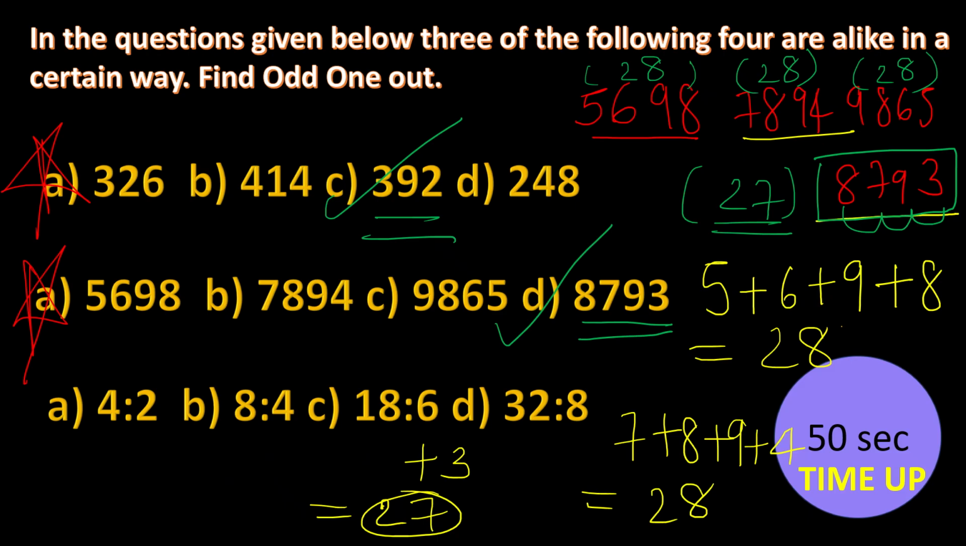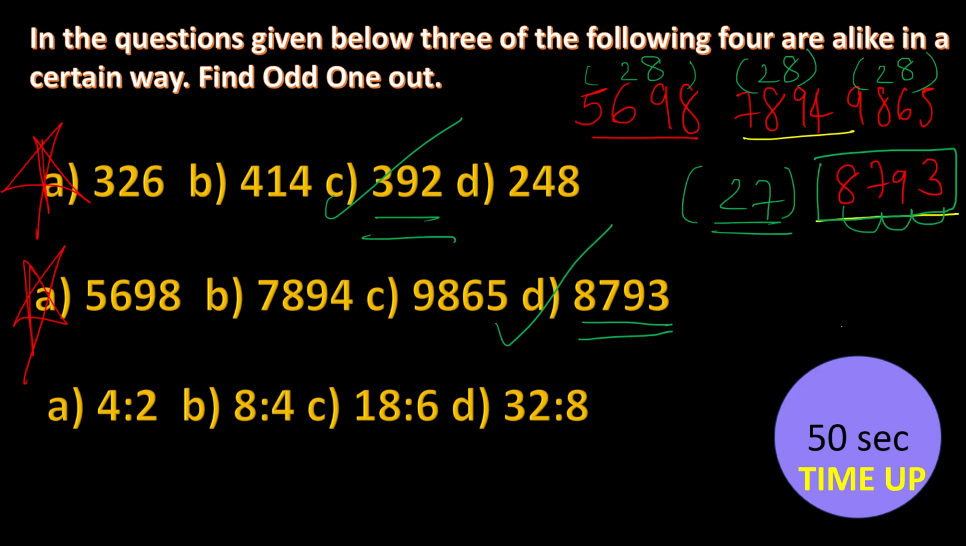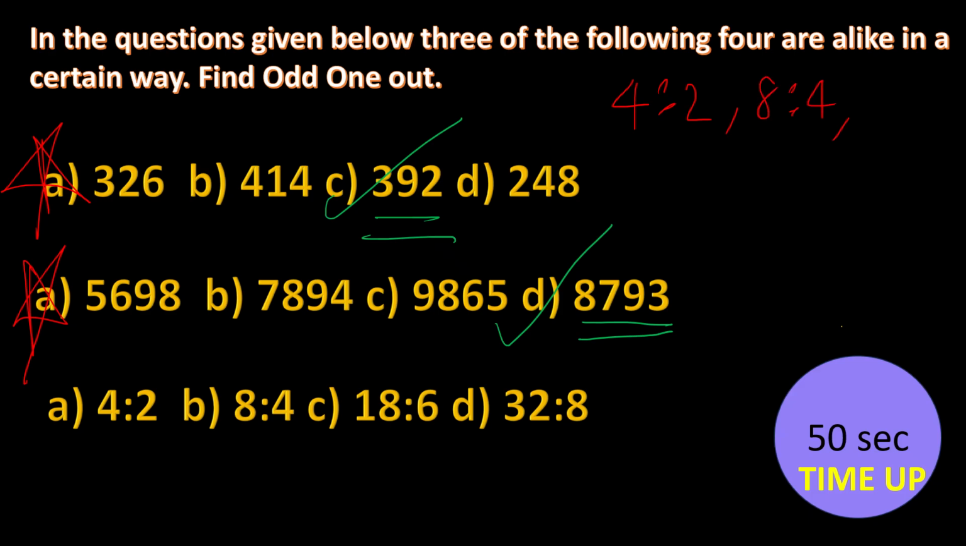Next one, 4 is to 2 is there. Then you will say 8 is to 4. So what do you think? What logic is used here? 4 is to 2 is there, correct? Then 8 is to 4 is there. 18 is to 6 is there. And 32 is to 8 is there. So what logic can be used here?